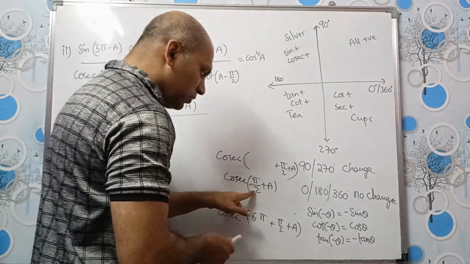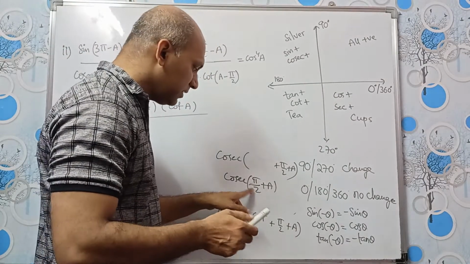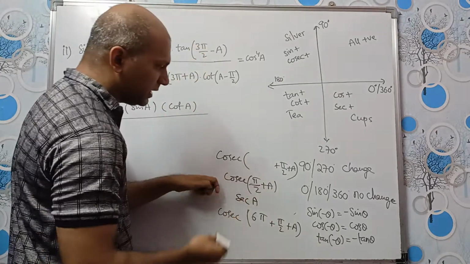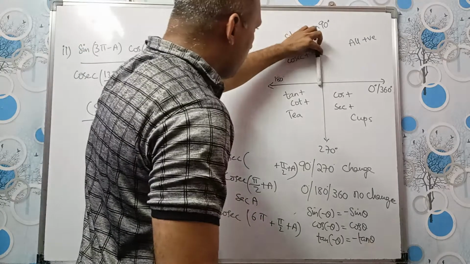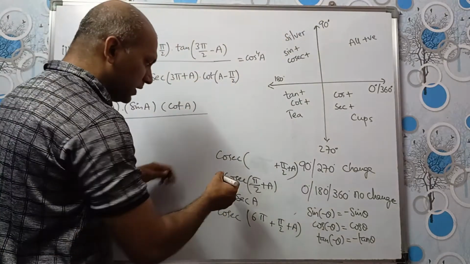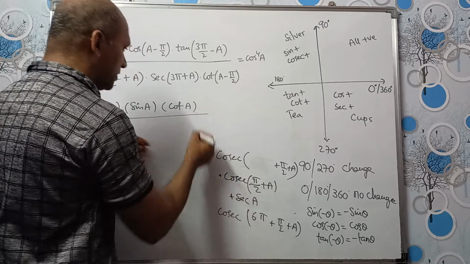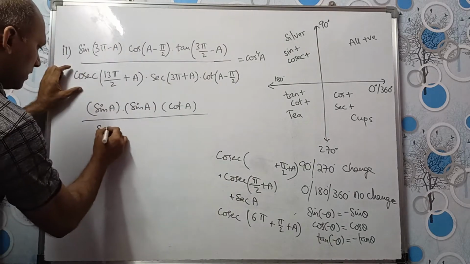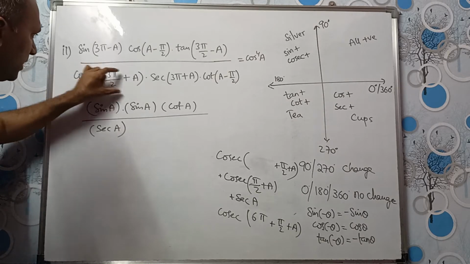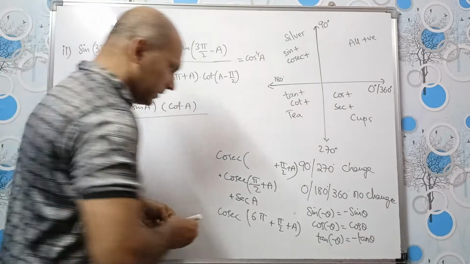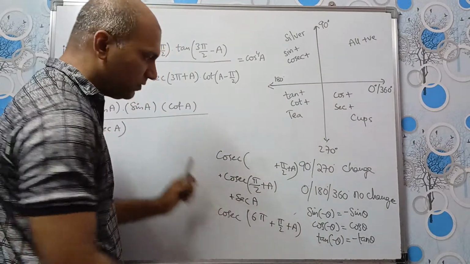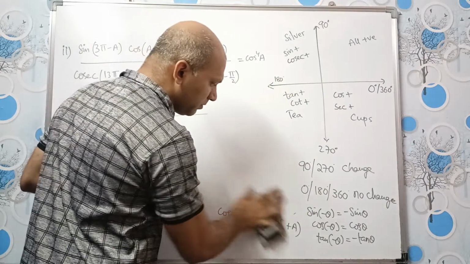Now pi by 2 is 90 degrees, right? So at 90 degrees the ratio will change. So cosecant will become secant. So this will be secant a. Now pi by 2 plus a will lie in the second quadrant, and in the second quadrant cosecant is plus, so this will be plus. So we have secant a here. So this whole part, cosecant 13 pi by 2 plus a, is secant a. Okay, please go back and watch what I have done here. This will be very handy, very useful in solving big angles.